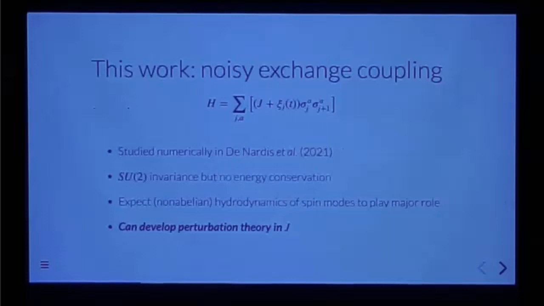Okay, so what we'll be looking at is this noisy exchange model that these guys introduced early in the year. And the point is, as has already been mentioned, it's got SU(2) invariance still, but we throw away energy conservation. And because of that, we only expect to have, in the hydrodynamic limit, just spin mode hydrodynamics rather than energy density hydrodynamics playing a role. But the real reason I'm so interested in this model is that you can actually develop a perturbation theory in J in this case, and you can just do everything.